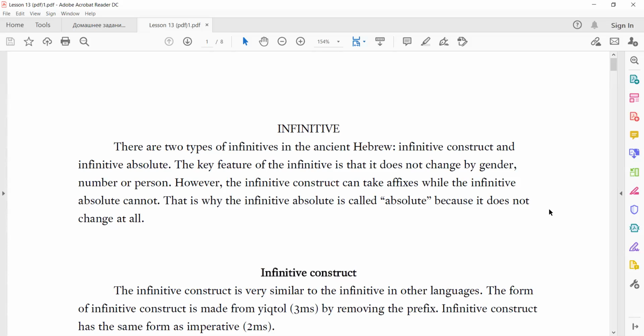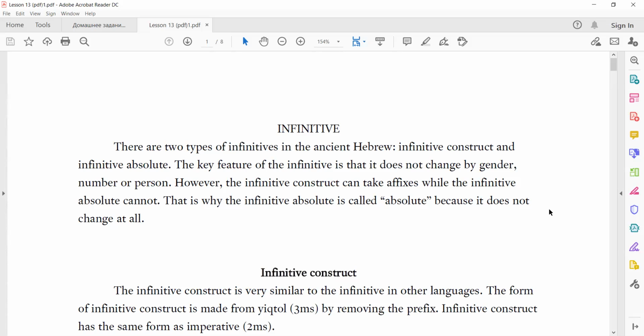Okay, now we are recording, and today our topic is infinitive. So I will explain the topic to you, and if you have any questions, please feel free to stop me and to ask everything that is not clear.